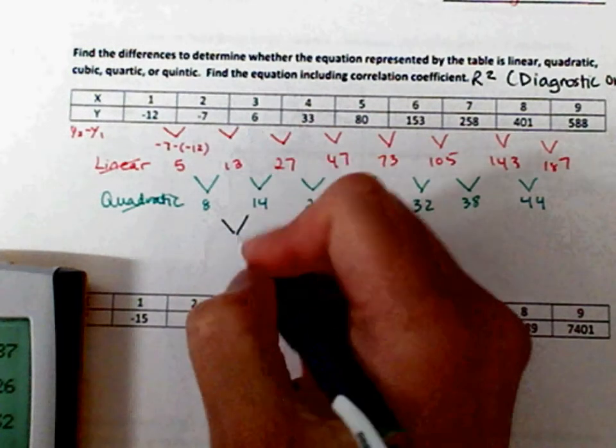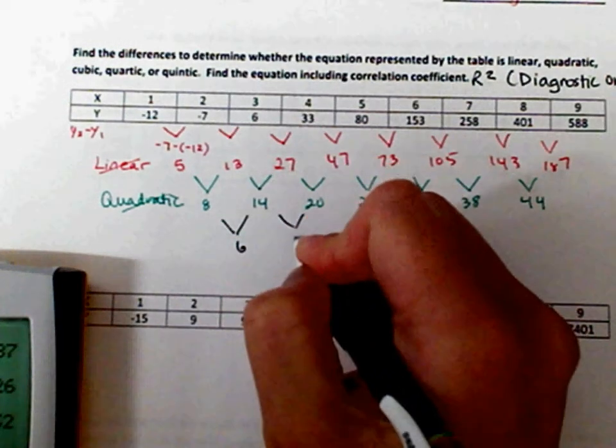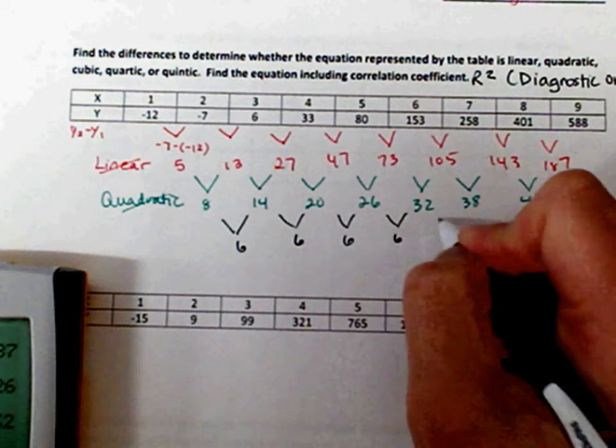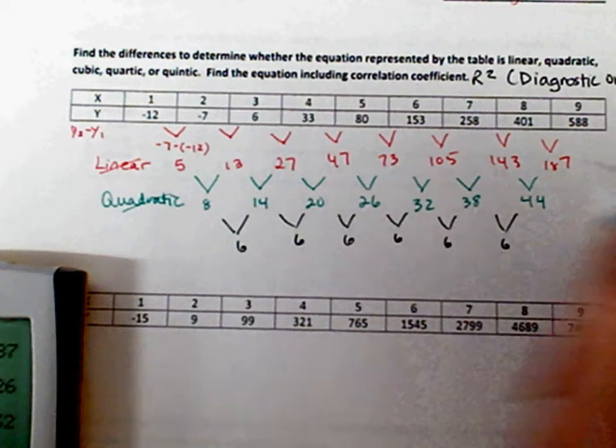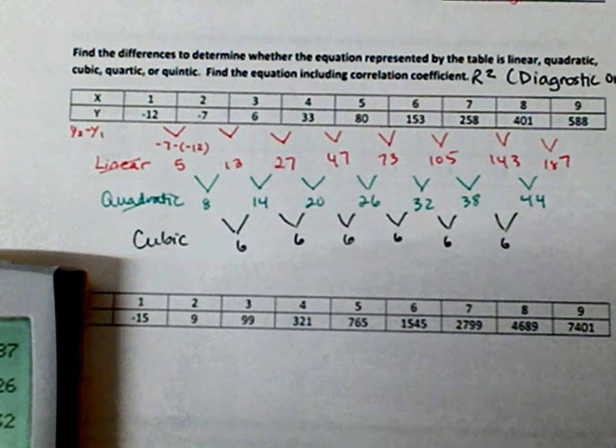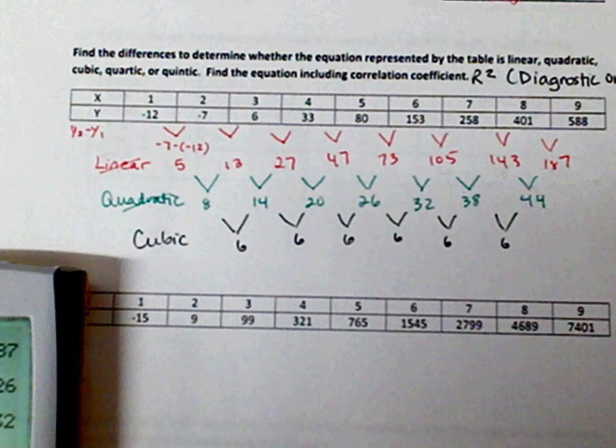14 minus 8 is 6, 20 minus 14 is 6, 26 minus 20 is 6, and I see a pattern. So that tells me that this is a cubic. Using successive differences, I'm going to use a cubic regression.